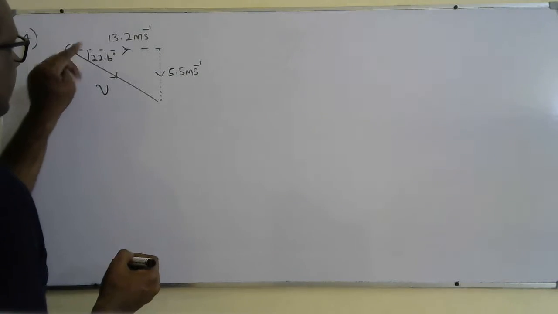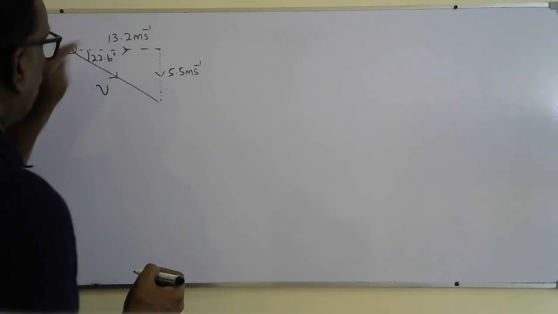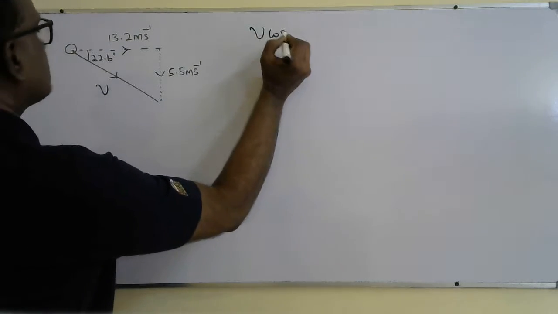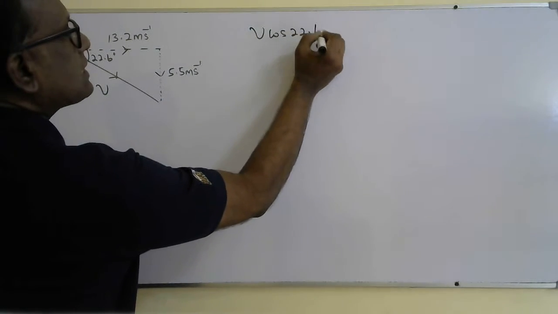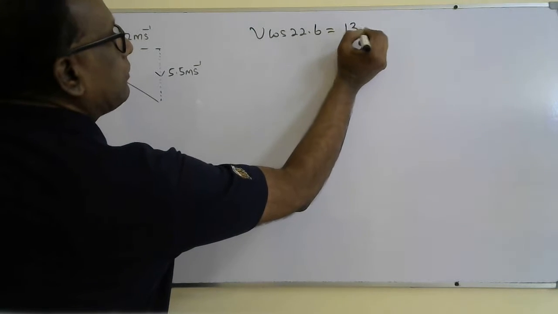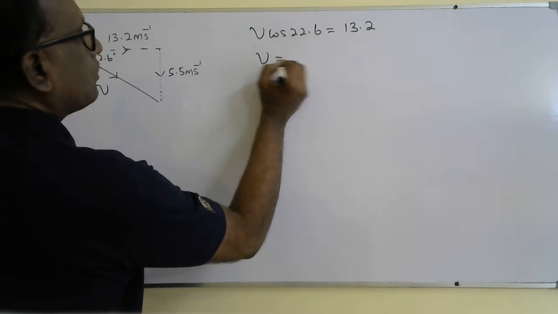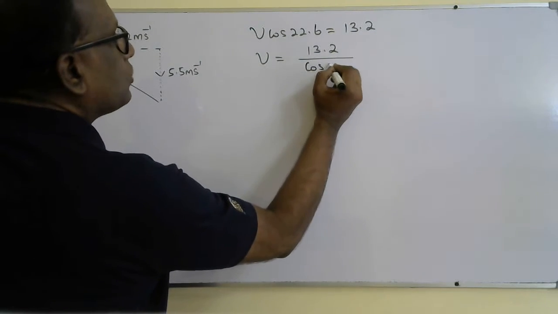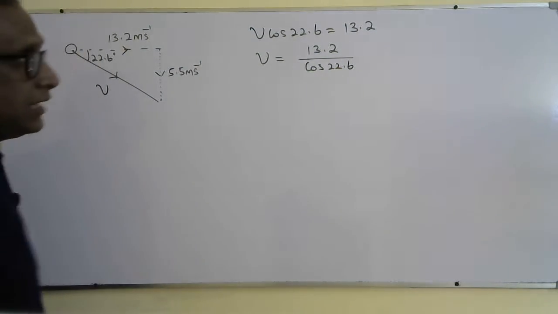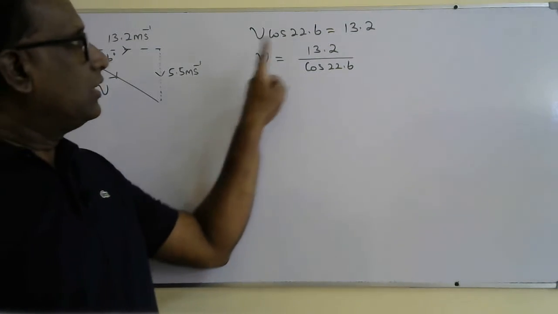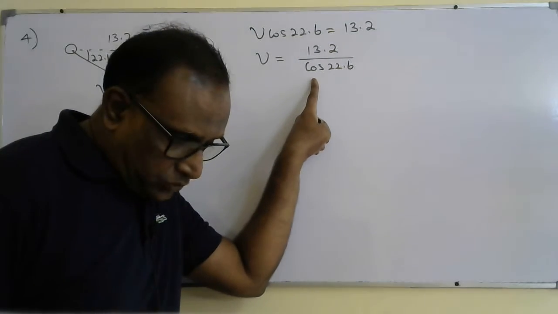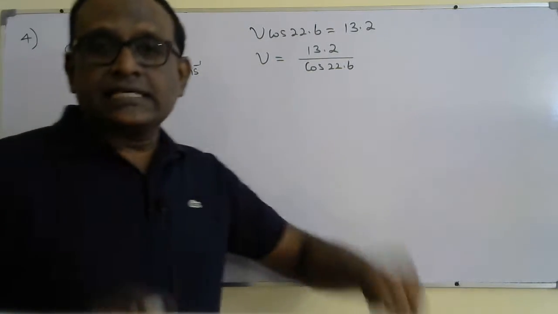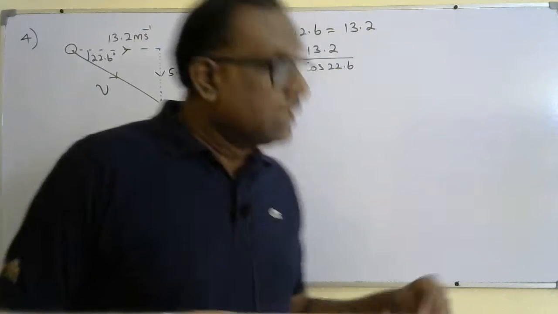For example, since I know the horizontal component, if you resolve it horizontally, it will be V cos 22.6 must be equal to 13.2. So V should be equal to 13.2 divided by cos 22.6. Is the answer anything like this? Check it. V equals 13.2 divided by cos 22.6. There is no such answer, but if there were an answer like this, it would be a correct one.